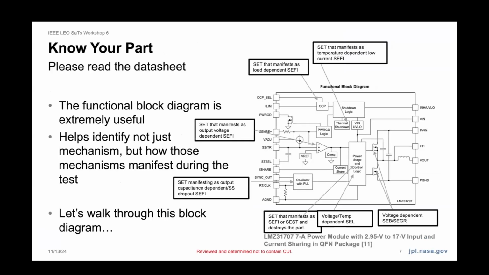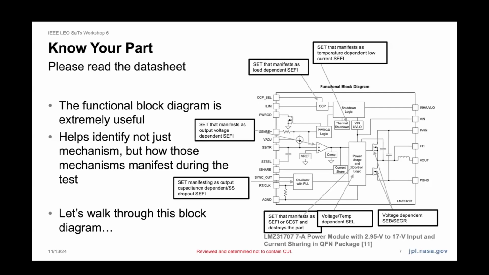All right, so a little bit more about know your part. Read the data sheet. That's the first thing. End to end, it's important to know exactly how this part works. As Michael was saying, engineering best practice is important for system design. It's also important for radiation testing. And so one of the most valuable things in a data sheet is the block diagram. This gives you insight into tying process to functionality, right? So let's walk through a little bit of that.